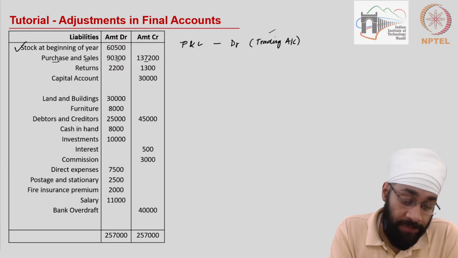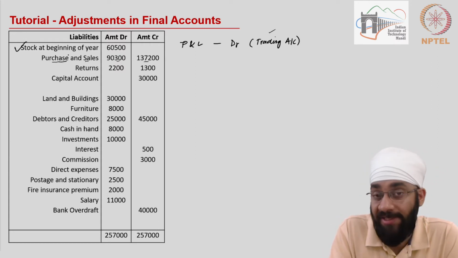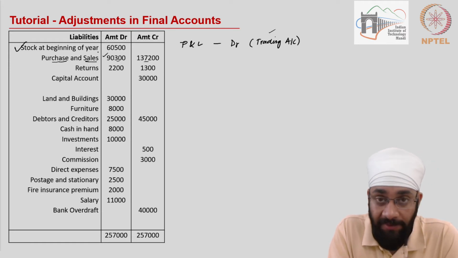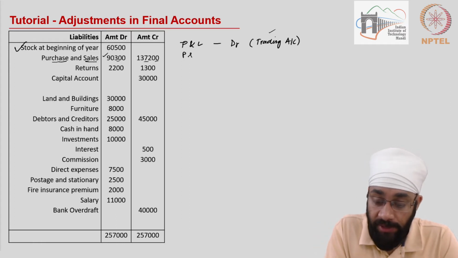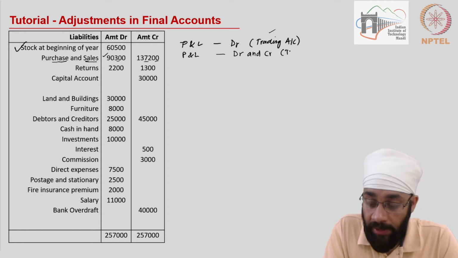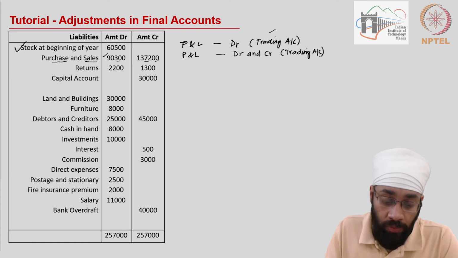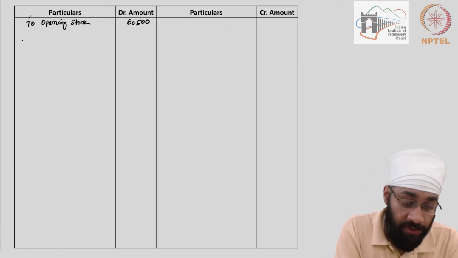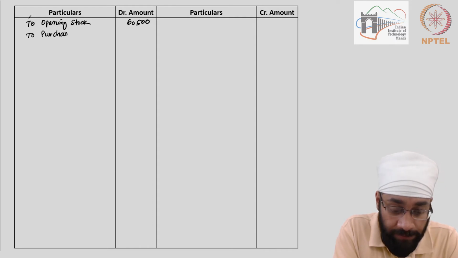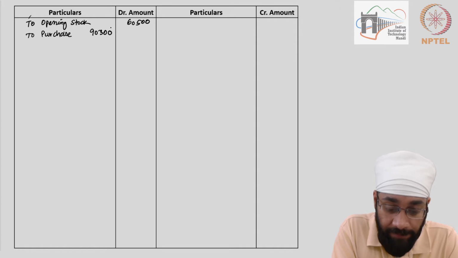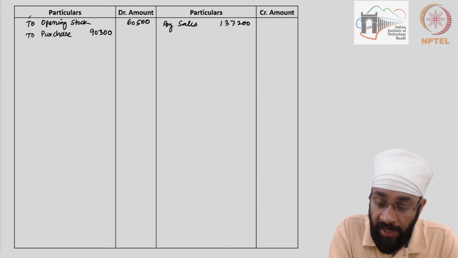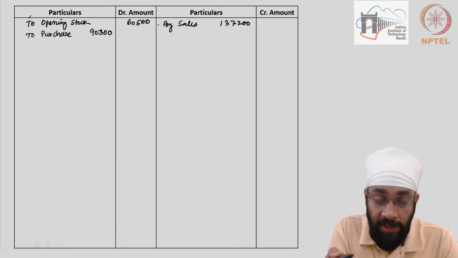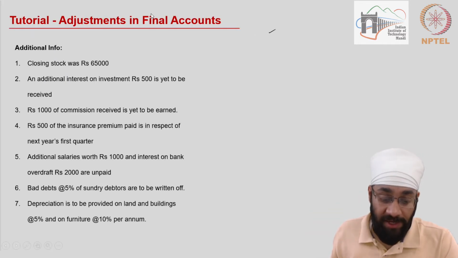Well, if you've been paying attention, purchase always has a debit balance. So this is the amount of purchase, and sale, being an income, always has the opposite, the credit balance. So this is the amount of sale. Again, this is going to go to P&L account, and this is going to go to both debit and credit side in the trading account. Therefore, I'm going to write to purchases 90,300 here, and I'm going to write by sales 137,200. And I've written these amounts not in the amount column, because I know there are returns as well, and we need to make an adjustment.